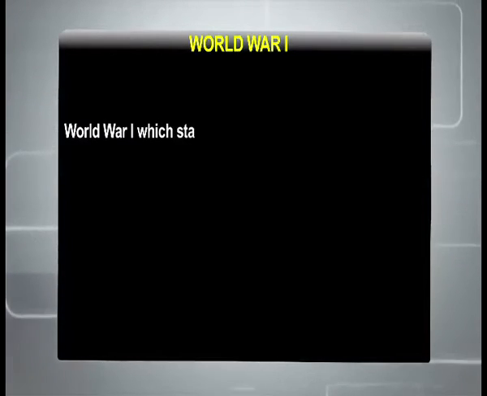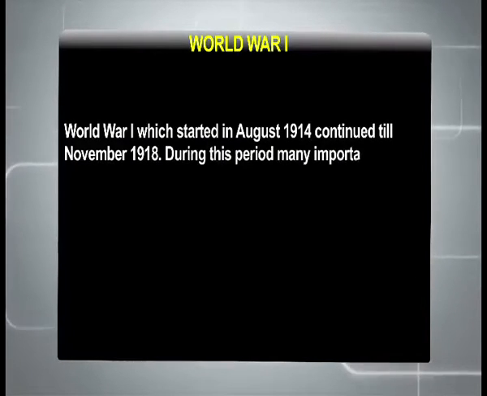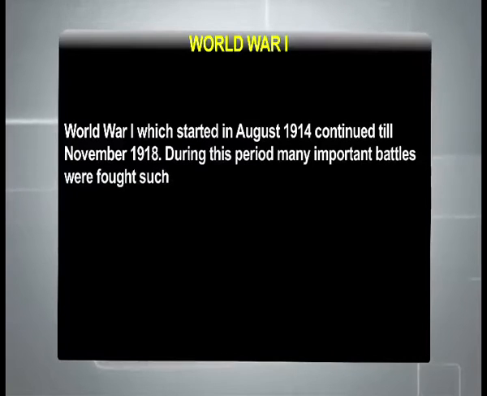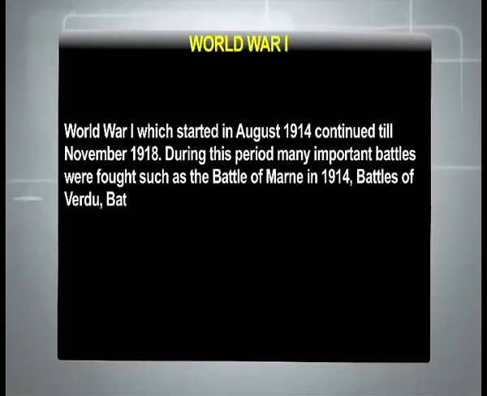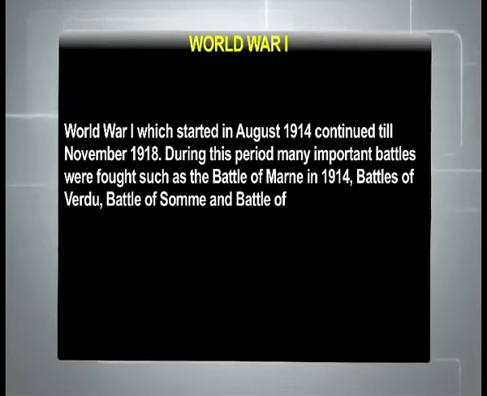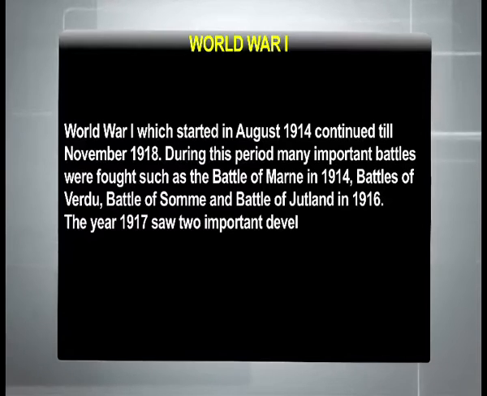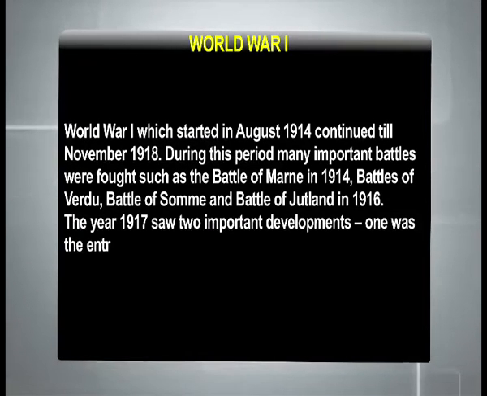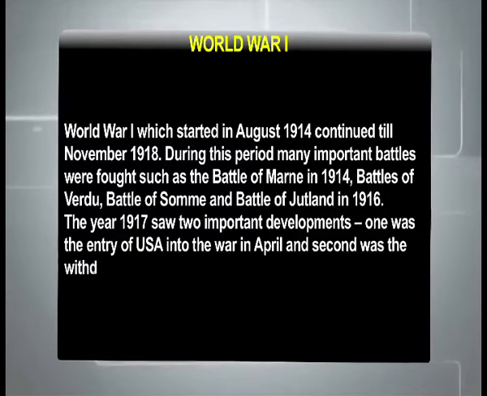World War I, which started in August 1914, continued till November 1918. During this period, many important battles were fought, such as the Battle of Marne in 1914, Battle of Verdun, Battle of Somme, and Battle of Jutland in 1916. The year 1917 saw two important developments. One was the entry of US into the war in April, and second was the withdrawal of Russia from the war in November 1917.